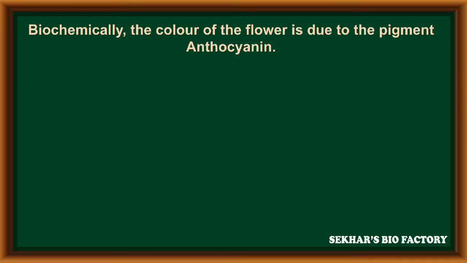When we observe the biochemical nature of flower color, the color is expressed due to a pigment called anthocyanin. If anthocyanin is present, the flower color becomes purple. If anthocyanin is absent, the flower color becomes white, so purple is the dominant trait and white is the recessive trait in the flower of the sweet pea plant.